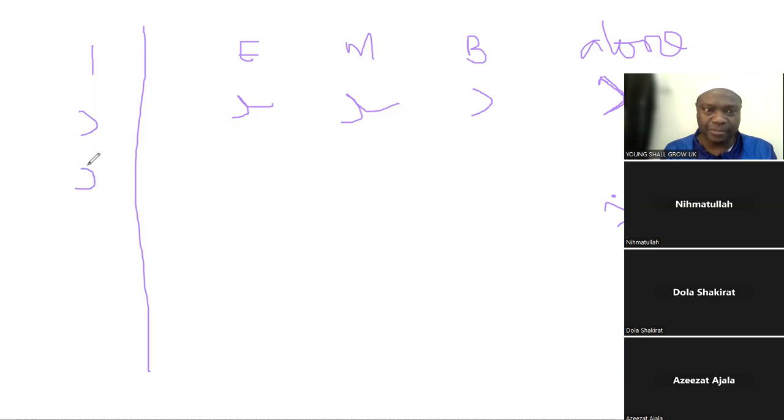One of them is Dhal. One of them is Ra. One of them is Zain. And the last is Waw. So you can't join any letter after them. This letter sounds D, like daddy, like dog, like delay. That is Dal.